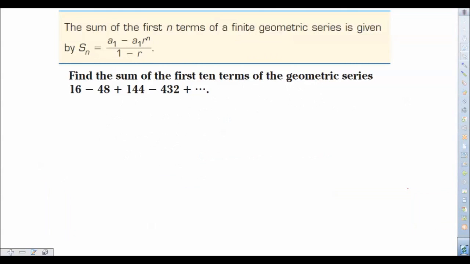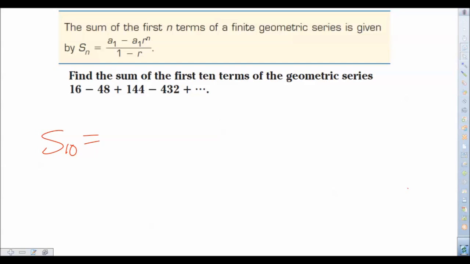So let's put this together with one of the problems. Let's find the sum of the first 10 terms of a geometric series. The good news about this one that's a little bit different from an arithmetic series is that with arithmetic we needed to know the first term and the last term. But with a geometric series we don't need to know the last term. So let's put all this stuff together here.